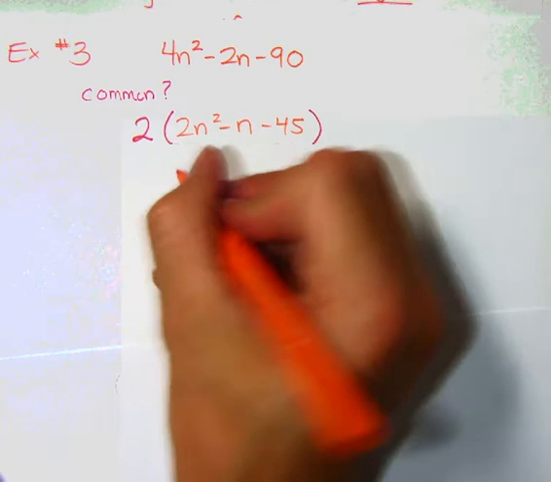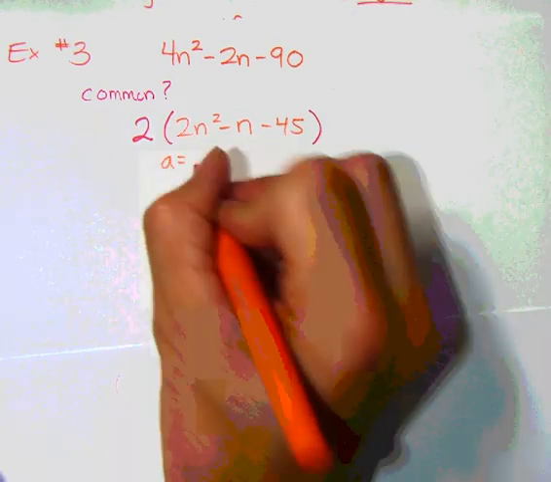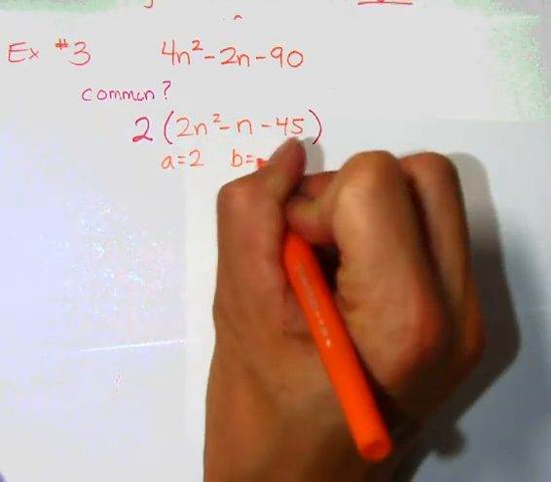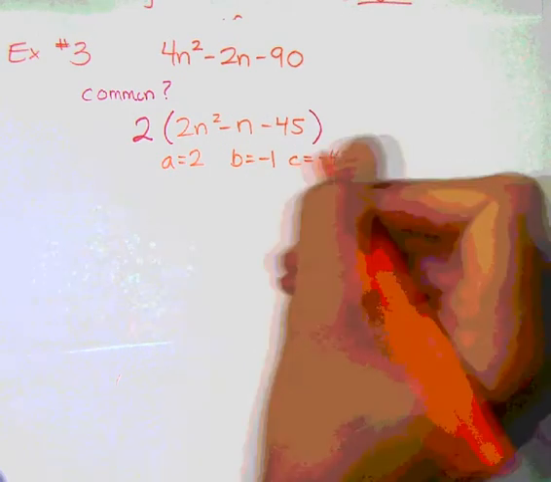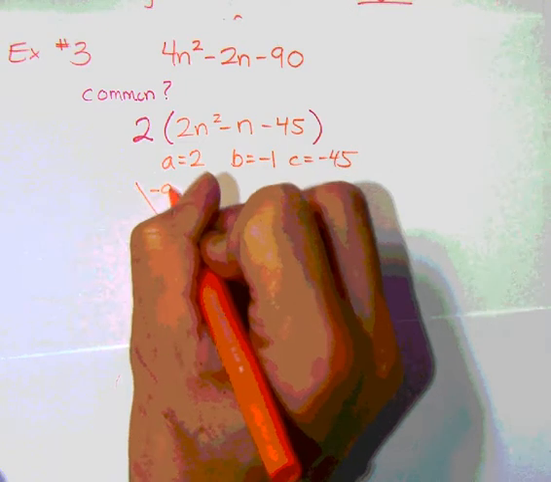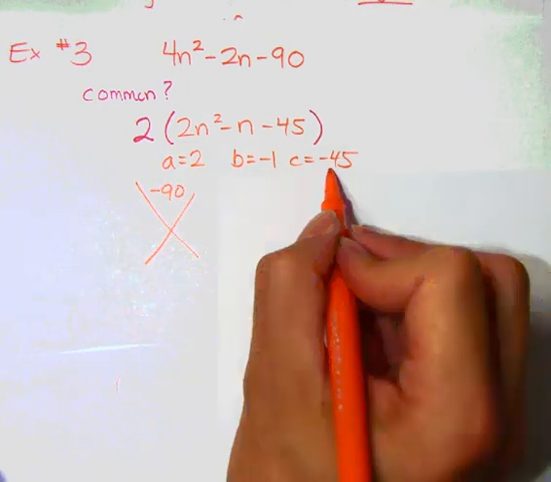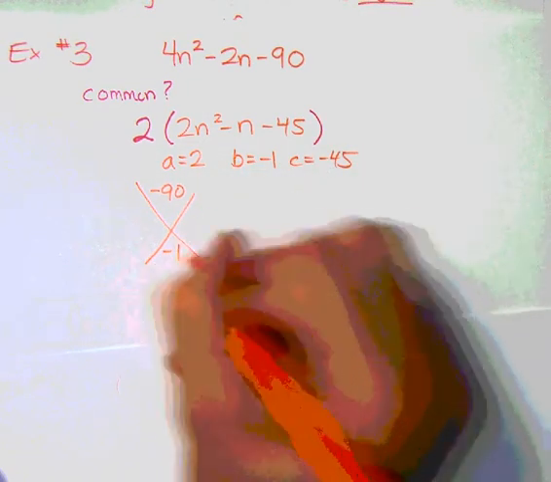So here I go. My a in this trinomial that's left over is 2. My b is negative 1. And then my c is negative 45. So no AC: 2 times negative 45, basement negative 1.